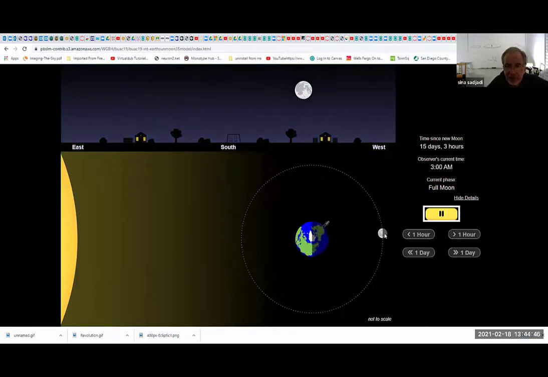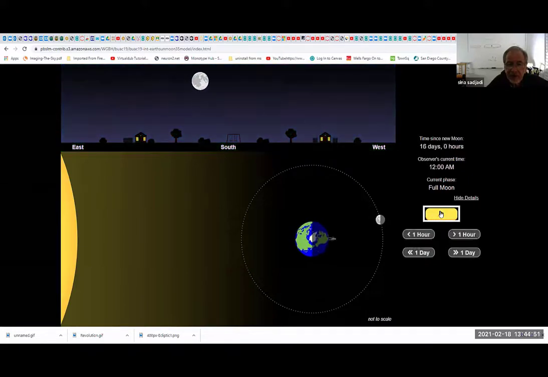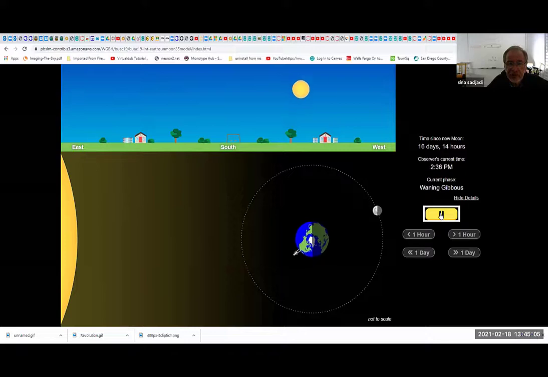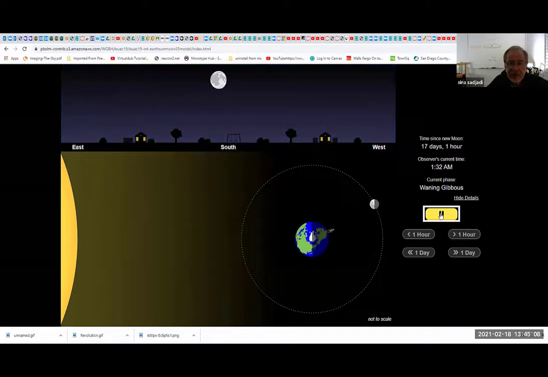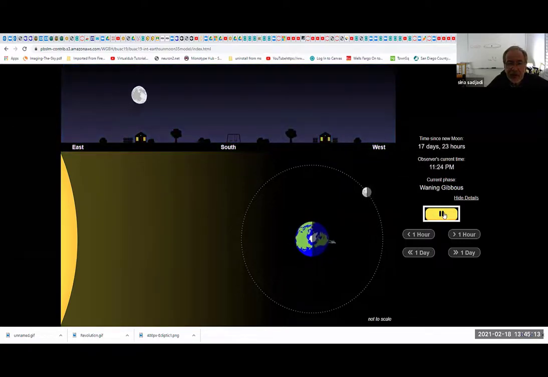I'm gonna move it now. Now we're gonna see the waning phases. Waning, spelled W-A-N-I-N-G. Waning phases. The moonlight is getting smaller and smaller now. Less and less light. All right, now this is a waning gibbous. So waxing gibbous, waning gibbous. Waxing crescent, waning crescent. First quarter, last quarter, or third quarter.